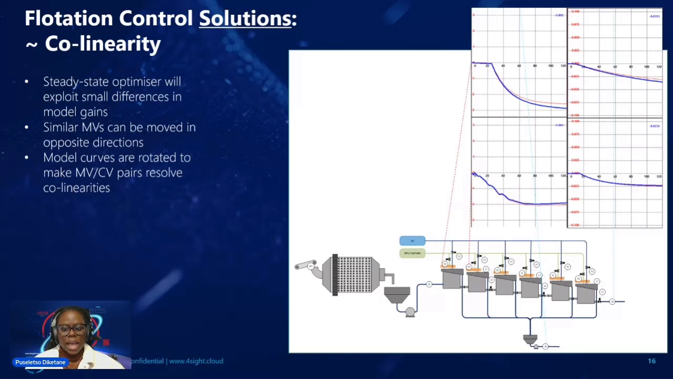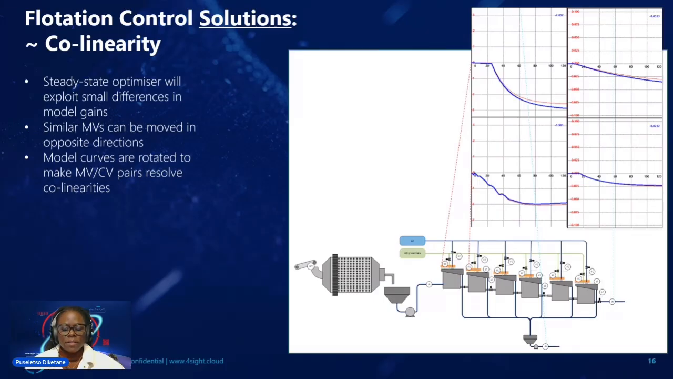Alternatively, what we also have as a feature within the foresight APC to resolve collinearity is to actually remove the collinearity within your process completely through a feature called rotation, which means that the models will be quite different from each other from the controller perspective, and we will be able to move the variables that are involved in the controller independent of each other.